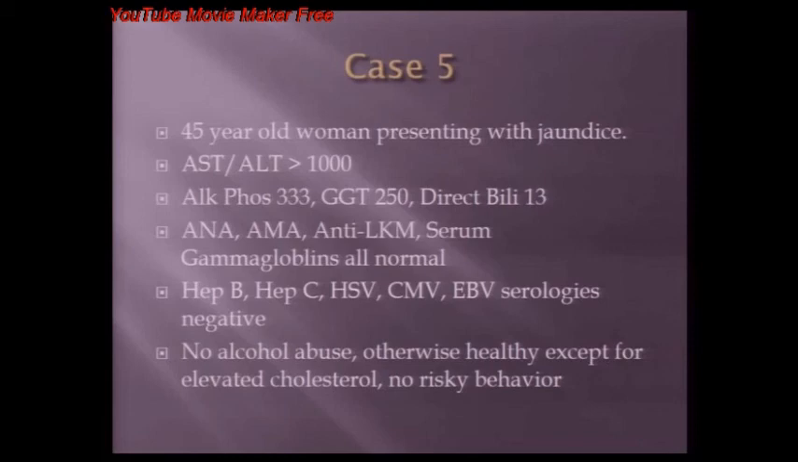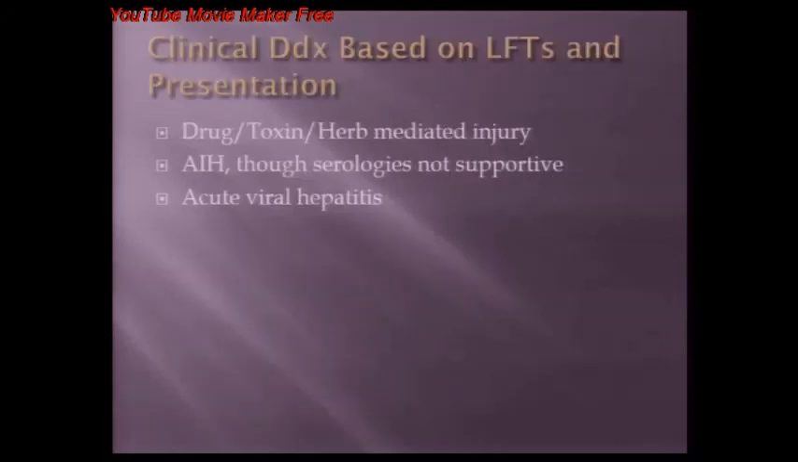Viral serologies were all normal. She had no alcohol use. Really no risky behavior at all. So we don't have a whole lot to go on in this case. Okay, clinical differential. Autoimmune, maybe. Serologies were negative. At this point, I think most people would think it's going to be some type of drug or a toxin or an herb. Remember, it could be acute viral. The presentation isn't that dissimilar from our patient with acute Hep C.